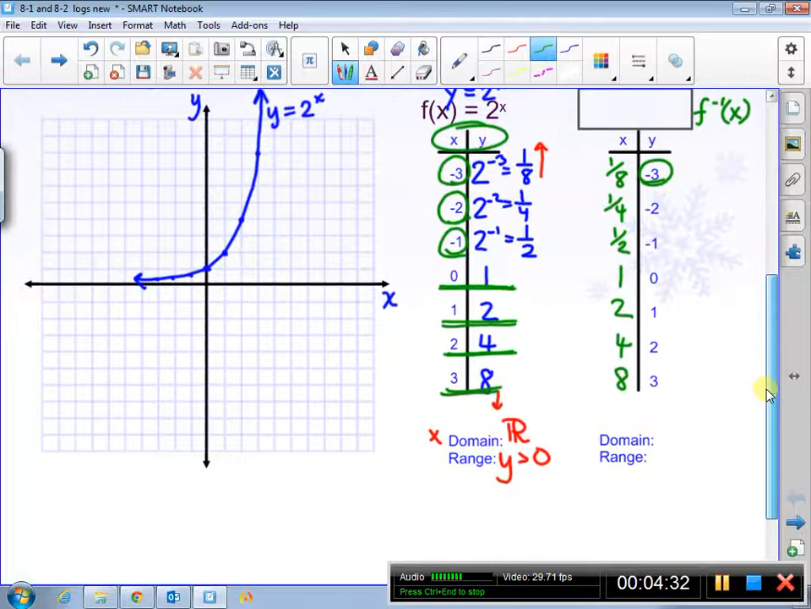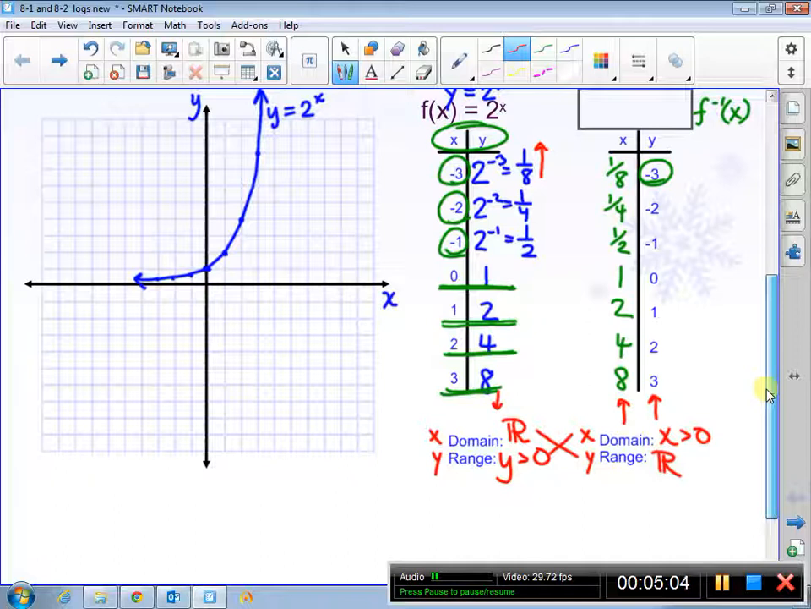What else switches? If we've switched the x and the y columns, then we're actually switching our domain and range. So our new x values here are all greater than 0. Our new y values here are all reals. So these switched as well.